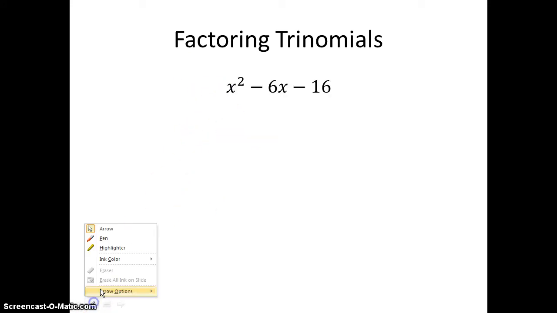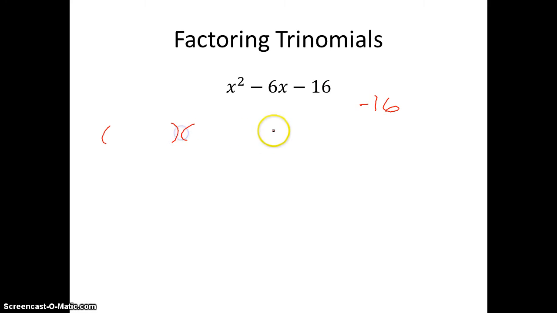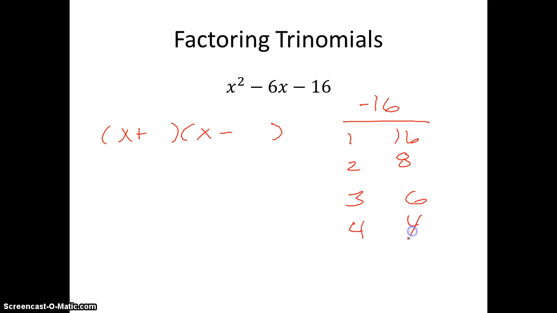And going on to this one right here, I have x squared minus 6x minus 16. So our factors of negative 16. Since this is negative, two negatives multiply to give us a positive, and two positives give us a positive, so we know that the signs have to be opposite. With that being said, our factors of 16 are 1 and 16, 2 and 8, what else? Yep, and then 4 and 4.